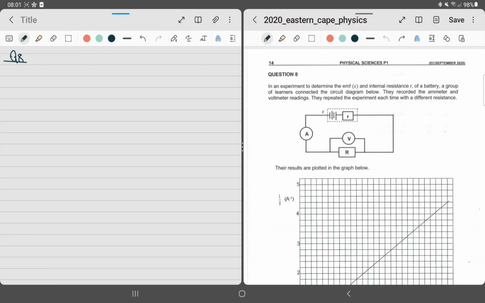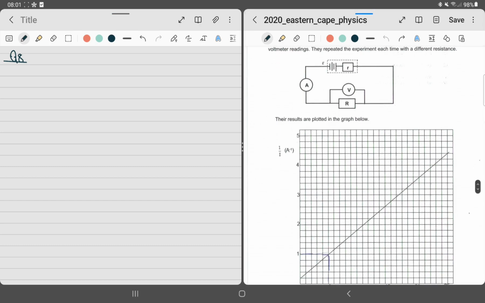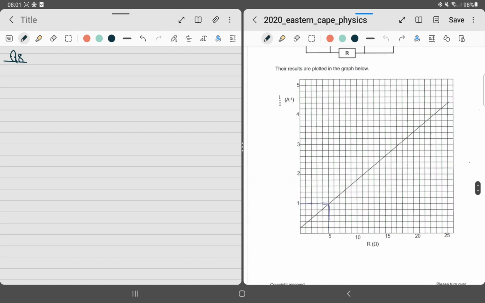This is from the Eastern Cape, September 2020. Question 8. In an experiment to determine the EMF and the internal resistance of a battery, a group of learners connected the circuit diagram below. They recorded the ammeter and the voltmeter readings. They repeated the experiment each time with different resistance. So we have that diagram, and then we have a graph of the inverse of current versus the resistance.